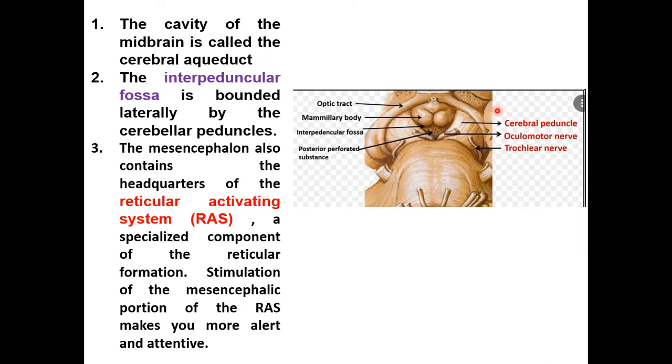Okay, the cavity of the midbrain is the cerebral aqueduct, and these are the two cerebral peduncles. These two are 1 and 2. The cerebral peduncle encloses within it a fossa known as the interpeduncular fossa, and you should know the contents of the interpeduncular fossa. This is the tuber cinereum or infundibulum, these are the two mammillary bodies, and this is the posterior perforated substance.